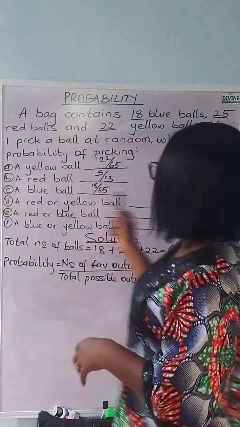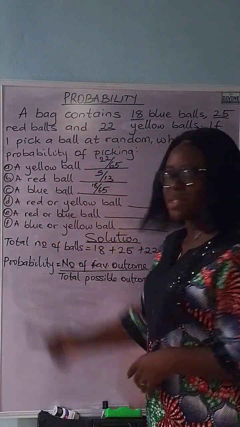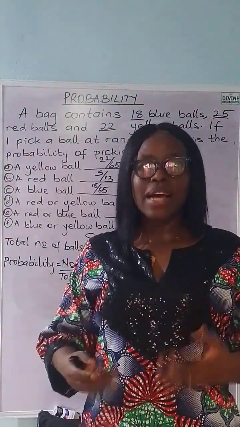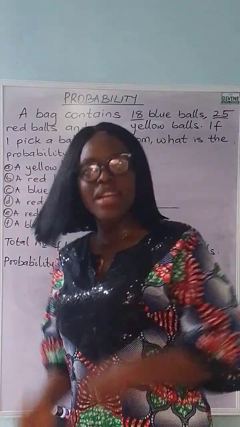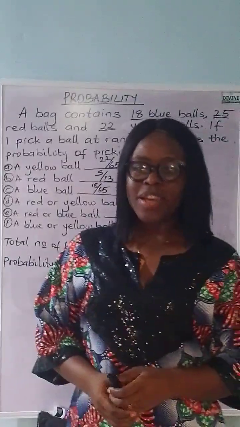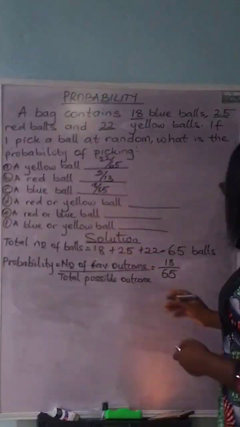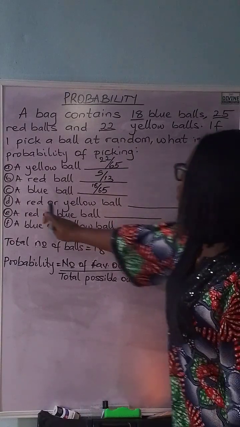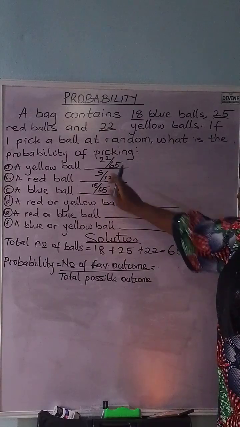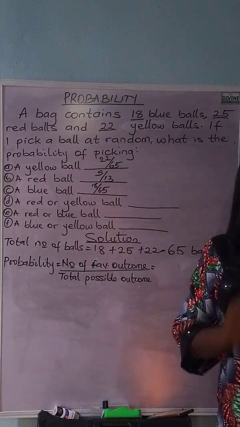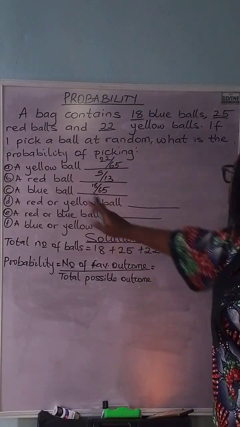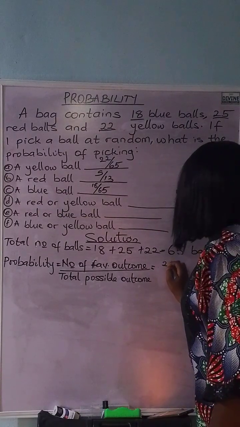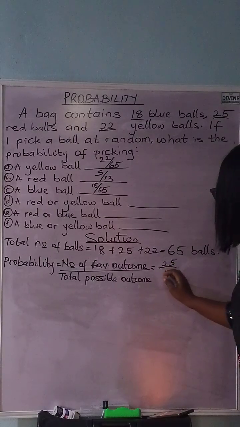This time around, they've given us two favorable answers, red or yellow. You notice that it makes our chances more, because I can put my hand in and there are many red balls, there are many yellow balls. So how do we solve this? We would look at the possibility of picking a red ball. We've solved it here before, but I don't want to use this denominator so that we don't get confused. So probability of picking a red ball, first of all, is red. We have 25 red balls, 25 over 65.